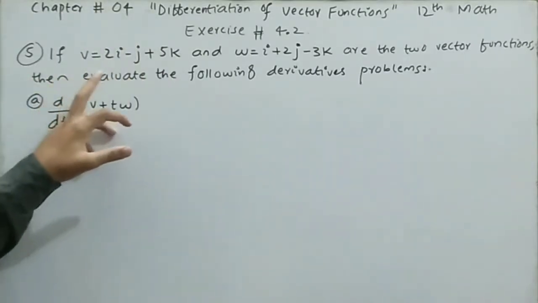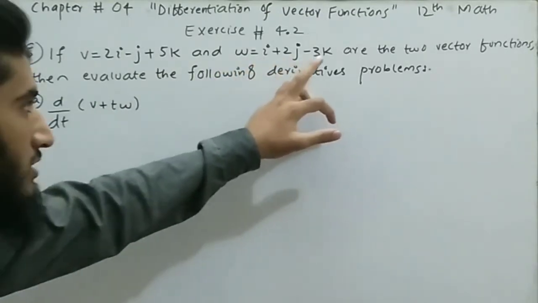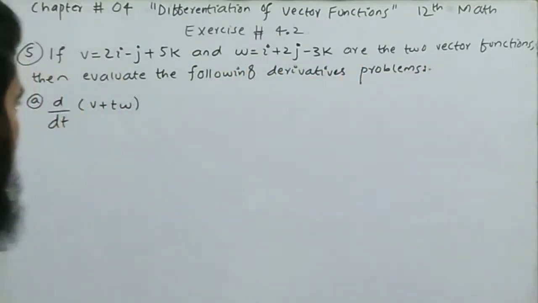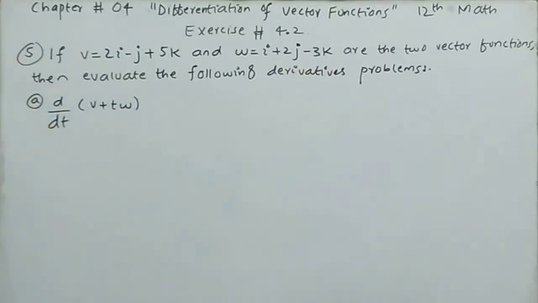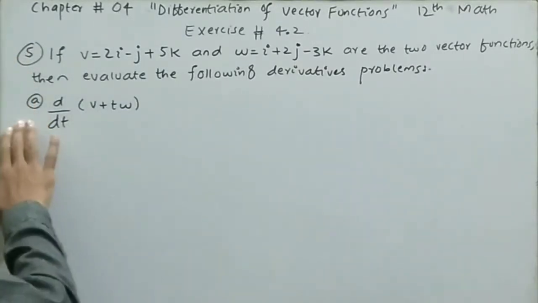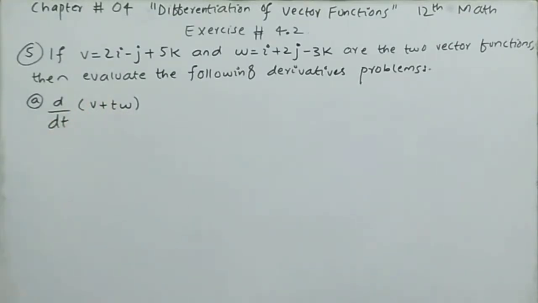It tells that if v is equal to 2i minus j plus 5k and w is equal to i plus 2j minus 3k are the two vector functions, then evaluate the following derivative problems. So there are total 4 parts in this question number 5. Part number A tells that find the derivative of this function v plus tw with respect to t.